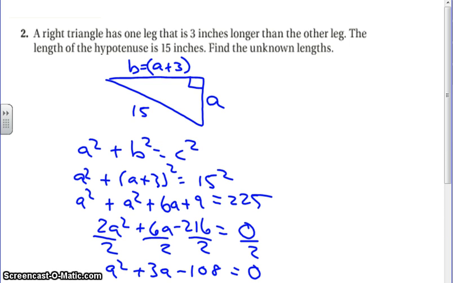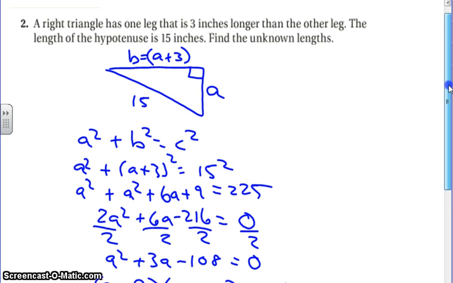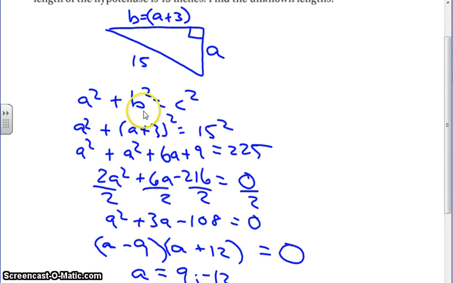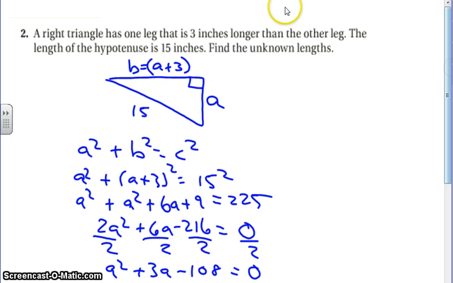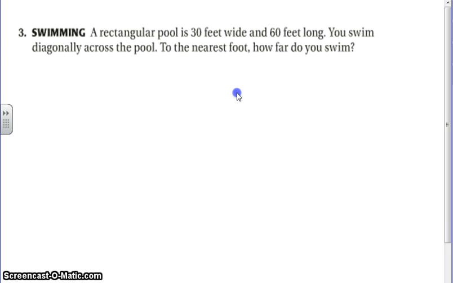Okay, so we drew the triangle. We have the expression a plus 3 for the side that is 3 inches longer. We carefully squared that binomial, getting a perfect square trinomial. Simplified, and we're at the point of finding these solutions of 9 and negative 12. And everyone is saying negative 12 is extraneous. Doesn't work in here. We can't have a side negative 12. So the legs are 9, or when we plug 9 in here, we have 12. Okay, legs of 9 and 12.